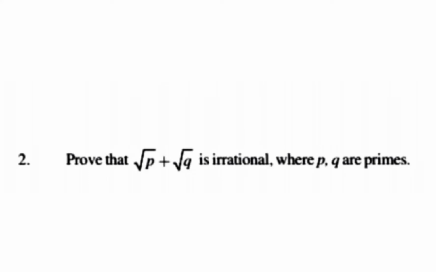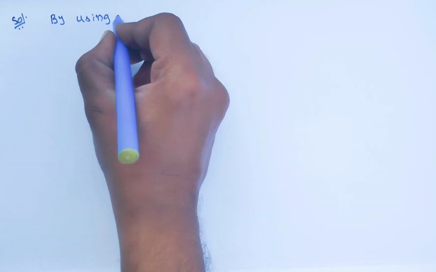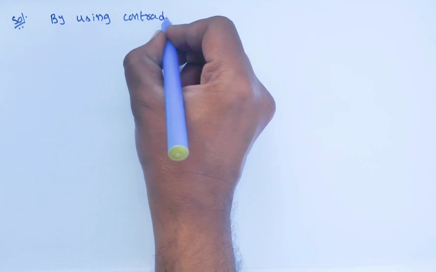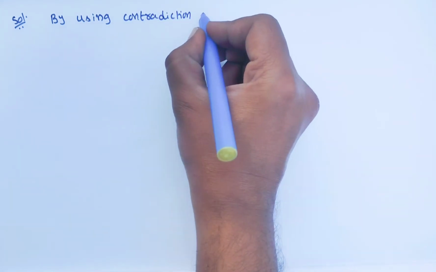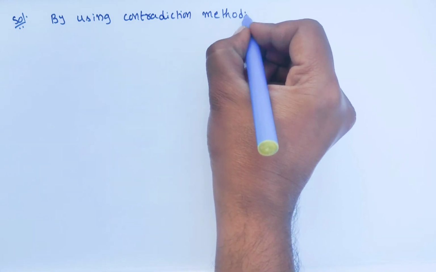Hi viewers, now we discuss exercise 1.4, second question. Prove that root p plus root q is irrational, where p, q are primes. Here root p and root q are clearly irrational numbers. The sum of irrational numbers need not be irrational, but we prove this with an indirect method, using the contradiction method.